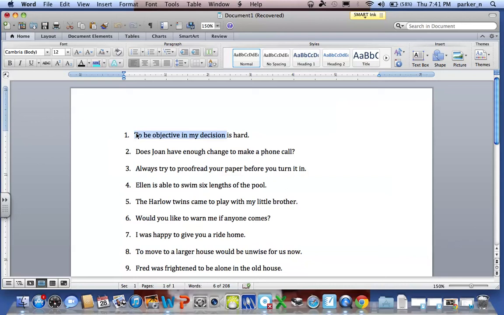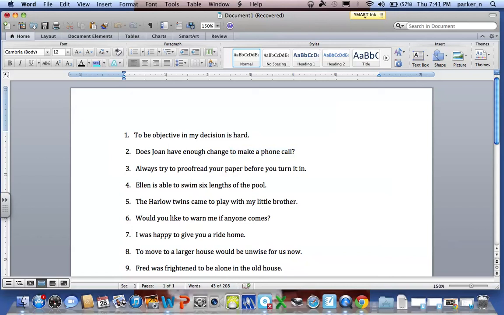In number 2, does Joan have enough change to make a phone call? The infinitive phrase in the sentence is to make a phone call, and it's telling us about how much change, what kind of change, what's the change for? And in this sentence, change, of course, is a noun, because it means the coin kind of change. For describing a noun, it's an adjective.